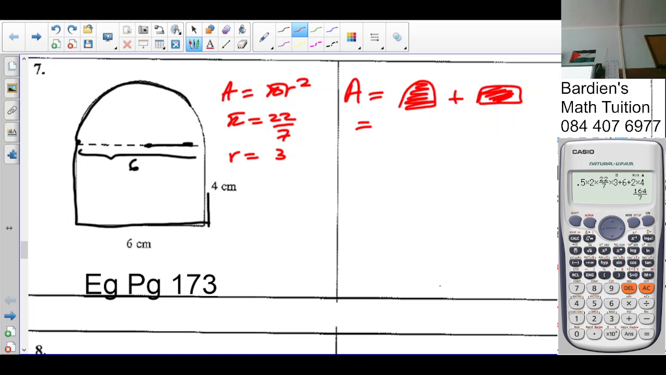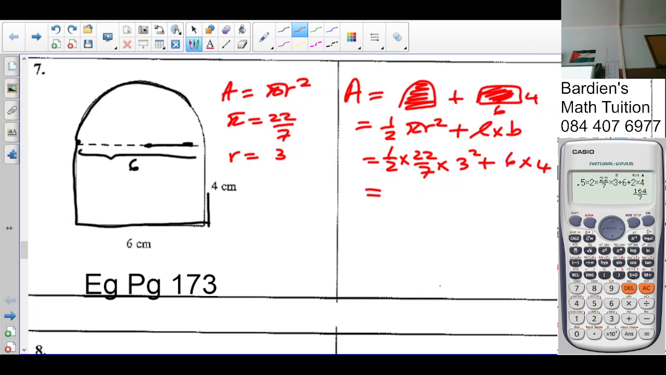So it's going to be the area of a circle, a half pi r squared, because that's half a circle, plus. How do you calculate the area of a rectangle? Length times breadth. So it's going to be half times 22 over 7 times the radius 3 squared, plus the length of 6 and the breadth of 4. So 2 goes into 2 once, 2 goes into 22, 11 times. So it's 11 over 7 times 9 over 1 plus 24. That's going to give you 99 over 7 plus 24 over 1.